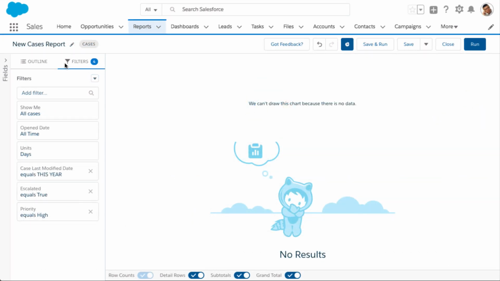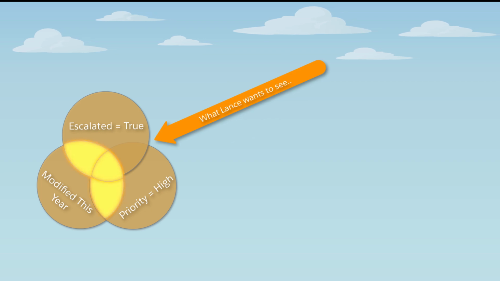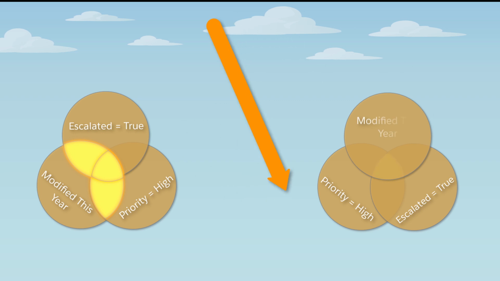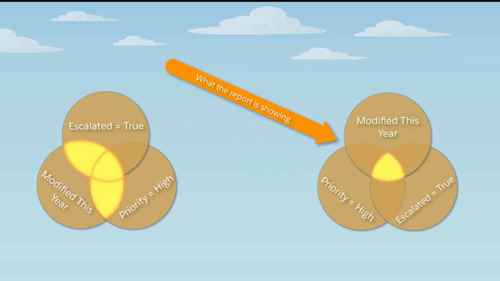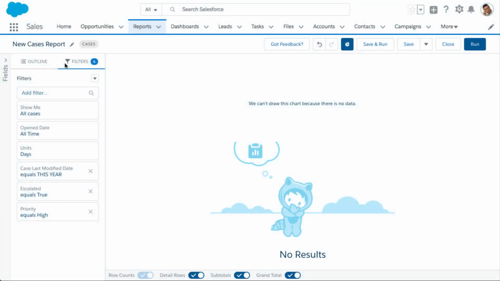As the customer service manager at Ursa Major Solar, Lance wants to know which cases your team should focus on resolving first. He wants to see cases that have been modified this year and are either high priority or escalated. But his report is blank because it's filtering for high priority escalated cases that were last modified this year. To broaden the search, use OR. Let's apply OR to reflect this year's cases that are either high priority or have been escalated.